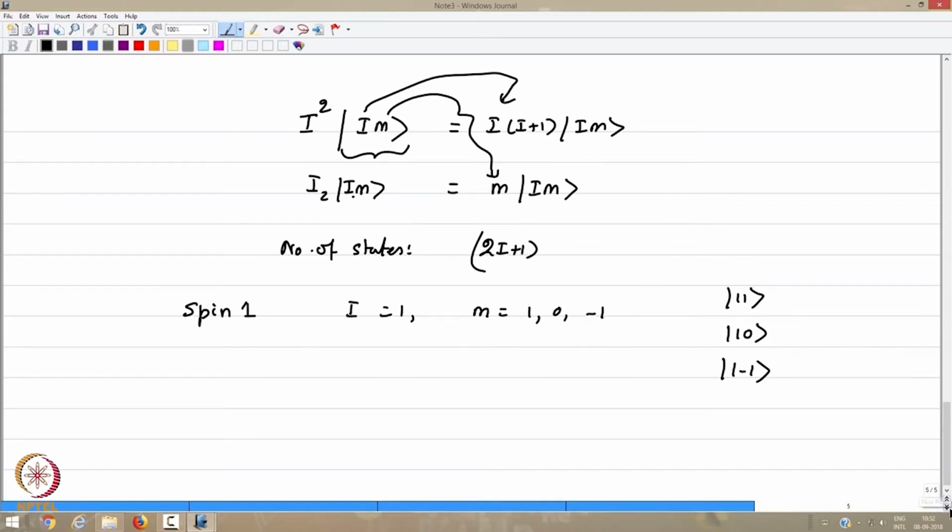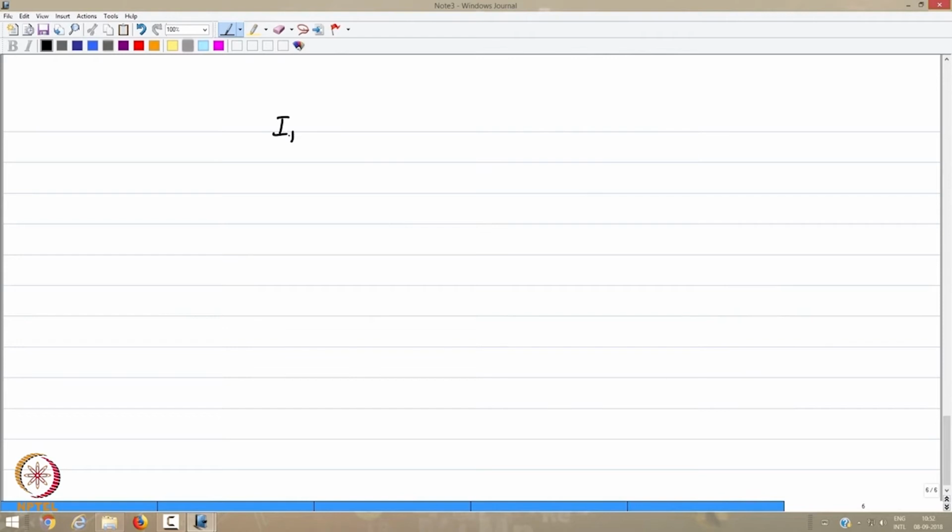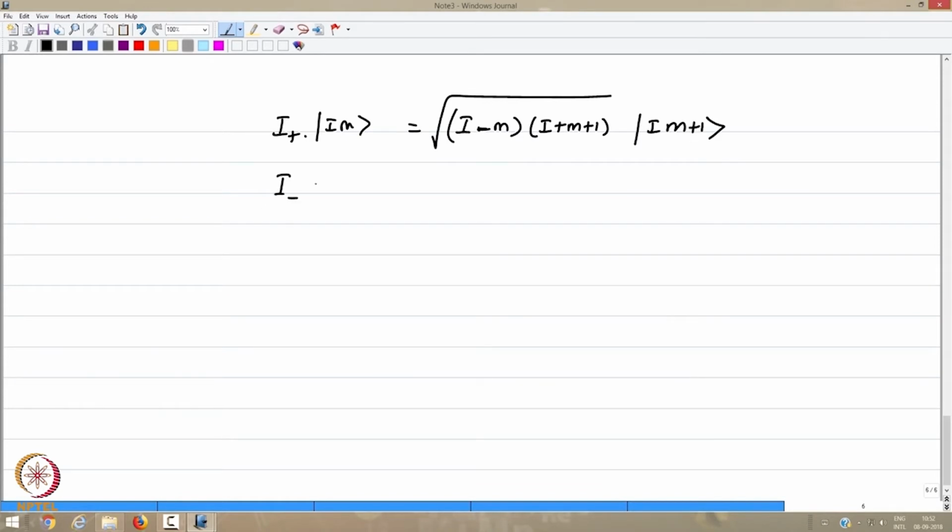Now, what about the I plus on Im? This can be obtained in general, and I am going to give you the relation, namely it is the square root of I minus m into I plus m plus 1, times I, m plus 1. And likewise, I minus on Im is the square root of I plus m into I minus m plus 1, times I, m minus 1.